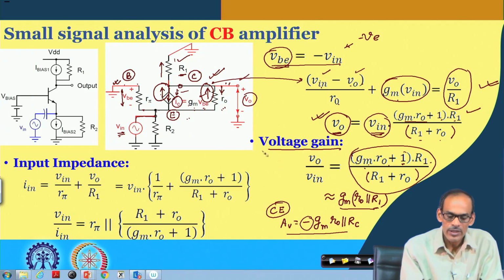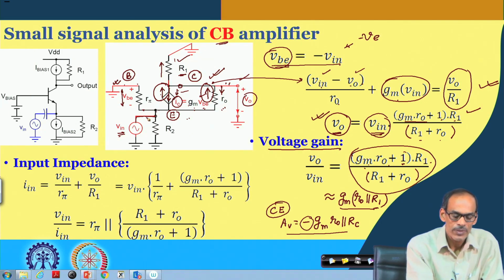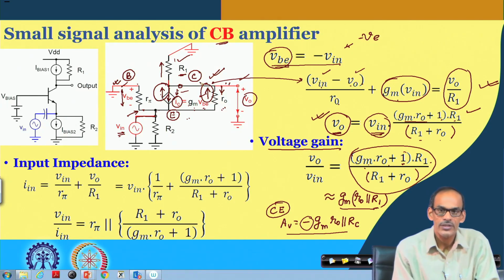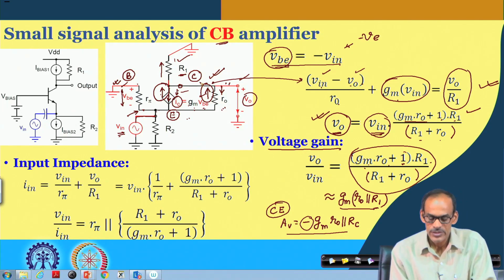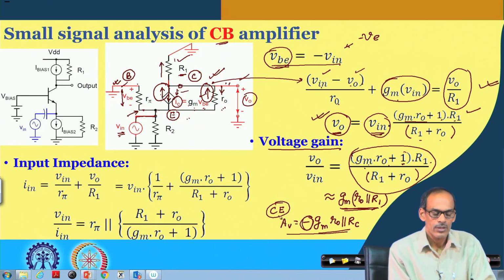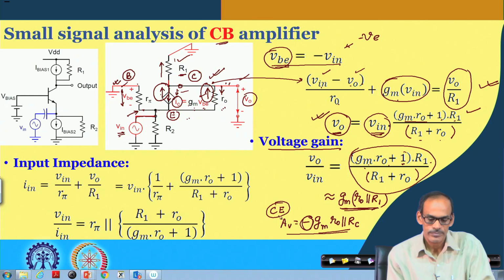Here, on the other hand, for common base configuration, we are feeding the signal here and we are making the base ground. So, that is the only difference, how we are feeding the signal, whether it is at the base or at the emitter. The other part of the circuit is identical. That is why it gives us the same level of voltage gain, but of course the polarity of the input was different, opposite. So, that is why here we do not have the minus sign.